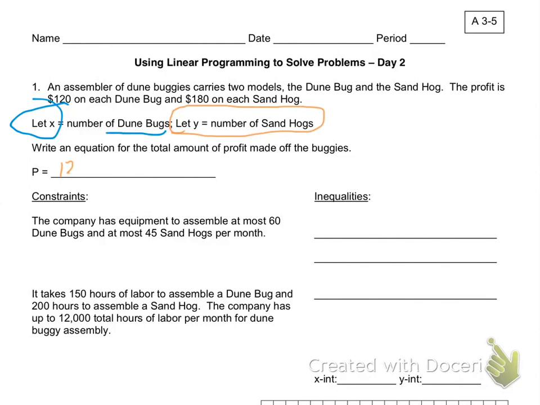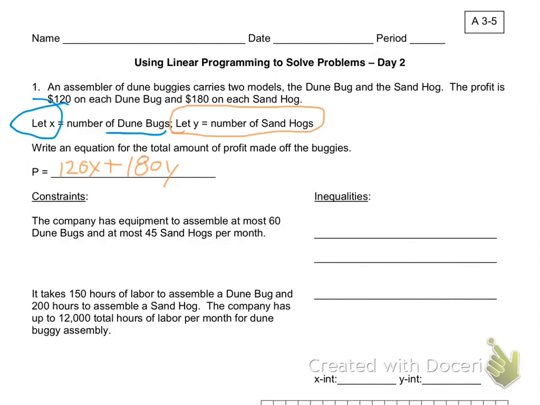120x plus 180y. And so once we find our corners on our linear inequality graph, those will be the x and y values we plug in to find our profit. So let's go take a look at the situation that sets up the constraints.